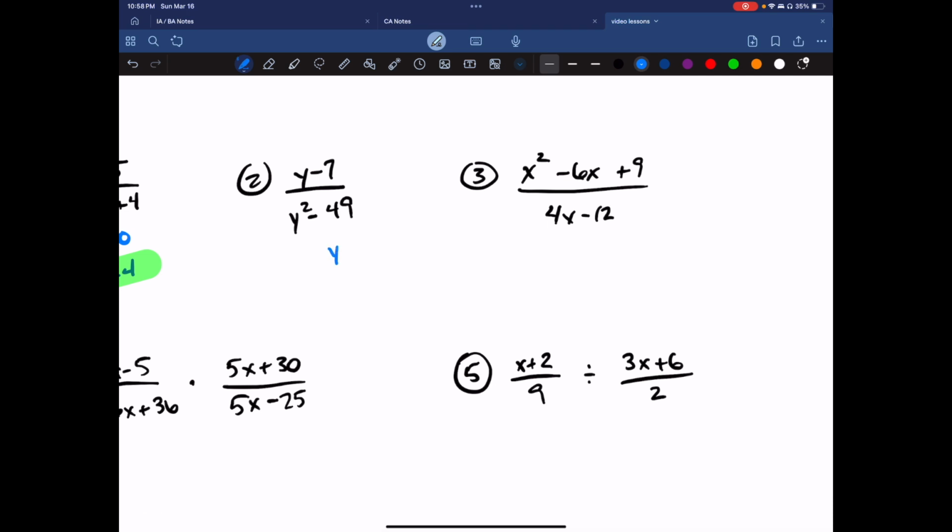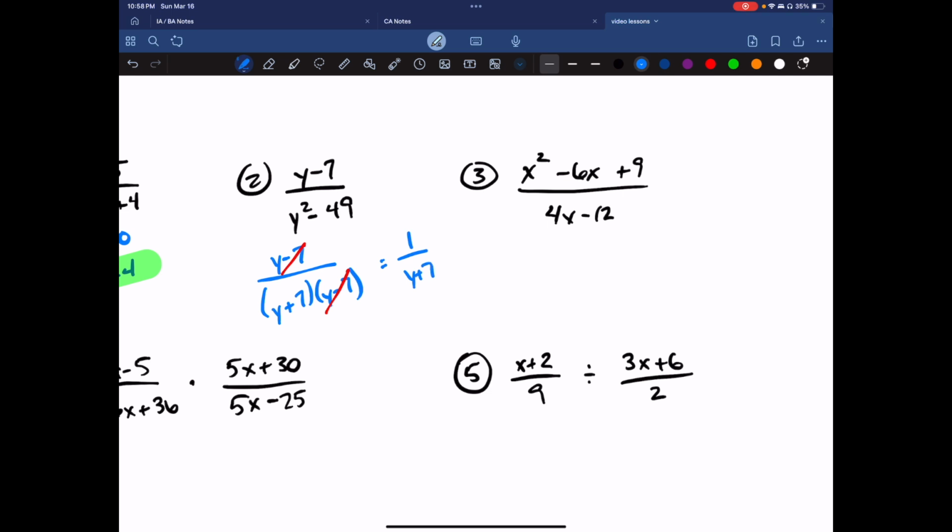On number two, there's a little work to do first. Here it says y-7, and then you're supposed to know that you should factor the bottom, and this is going to be y+7, y-7. So two things here. First of all, we can simplify this because the y-7s will cross out. And so this is going to be 1 over y+7 as a simplified form.